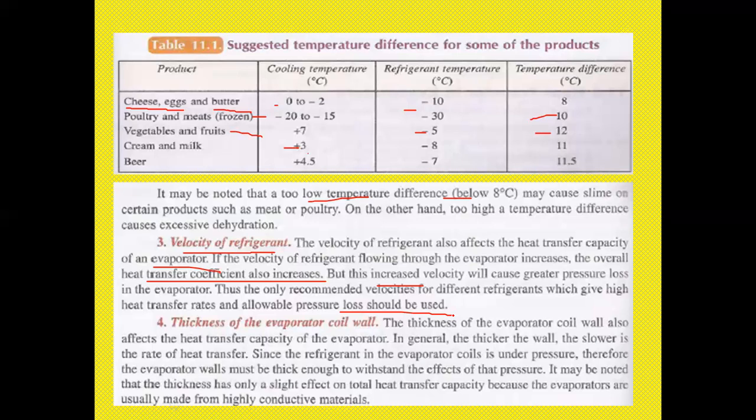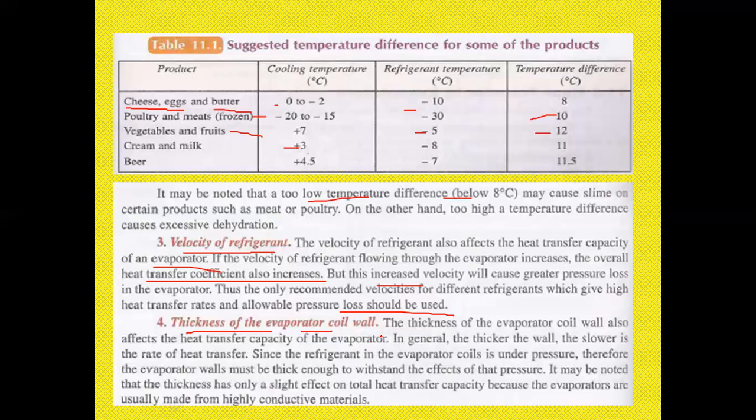Okay, next, what is the next, fourth point? The fourth point is thickness of the evaporator coil wall. The thickness of the evaporator coil will also affect the heat transfer capacity of the evaporator. Generally, the thicker the wall, the slower the rate of heat transfer. Obviously, whenever the wall thickness keeps on increasing, the heat transfer rate will be very low.